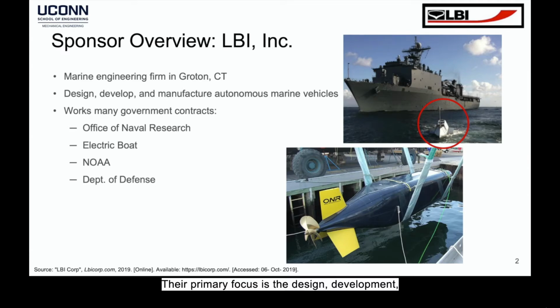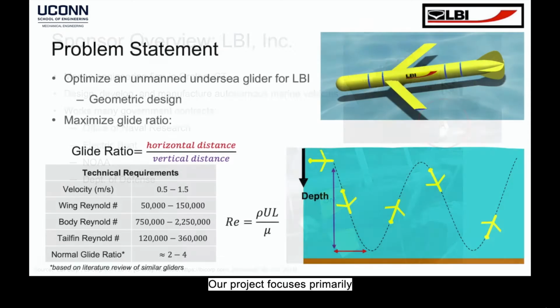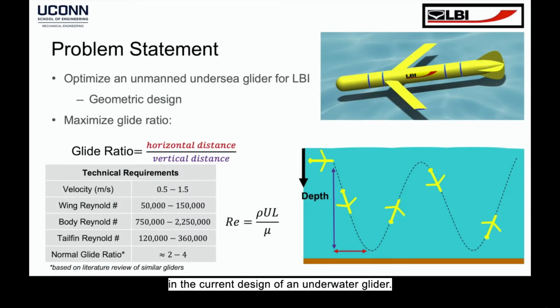Their primary focus is the design, development, and manufacturing of autonomous marine vehicles. They work on many government contracts, and to give you an idea of what kind of autonomous vehicles they deal with, on the right-hand side are some of their current designs for low-surface visibility craft and underwater vehicles. Our project focuses primarily on the current design of an underwater glider.